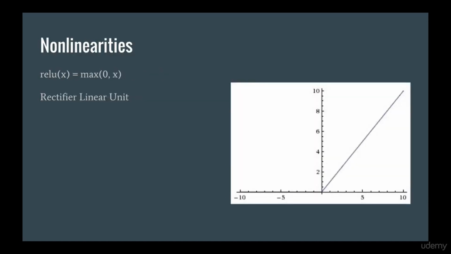Lastly, we have the ReLU nonlinearity. It just sets anything that's less than 0 to 0, otherwise passes it through. Despite it looking much simpler than the other nonlinearities, this one has been found to work extremely well for computer vision problems.